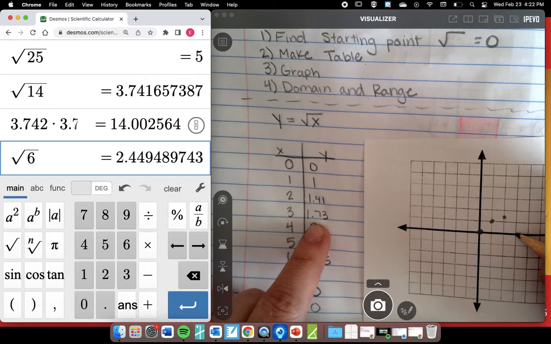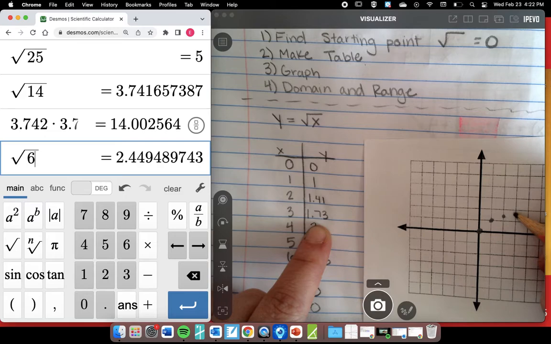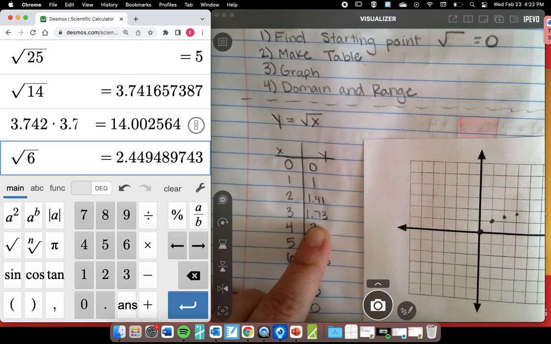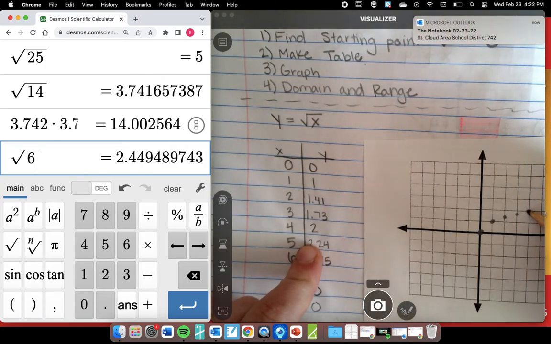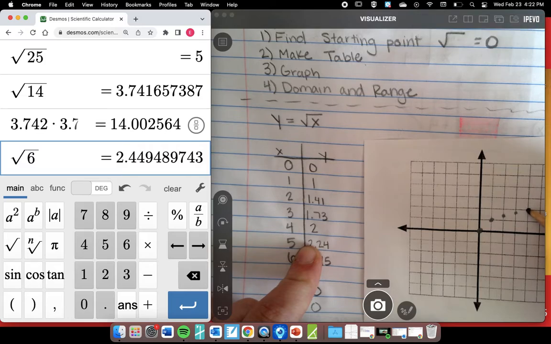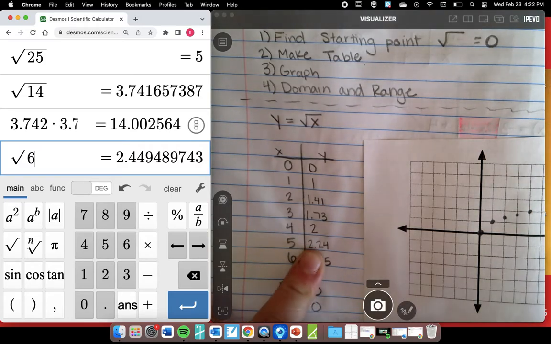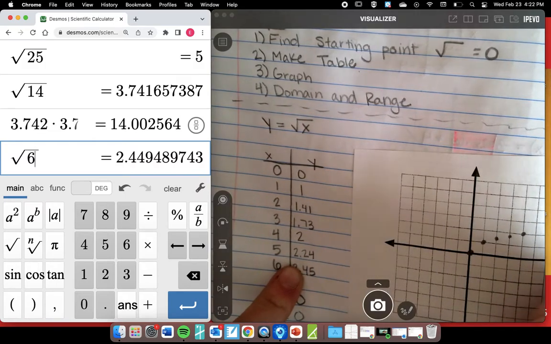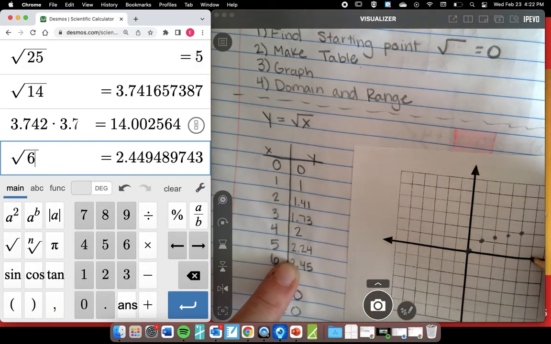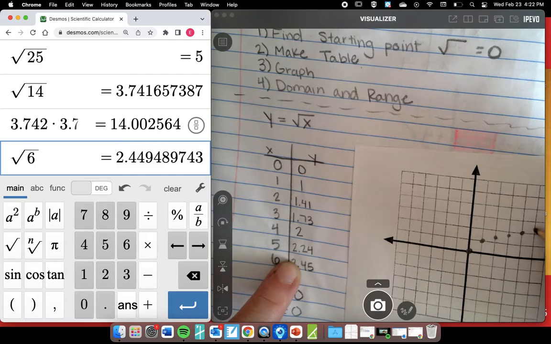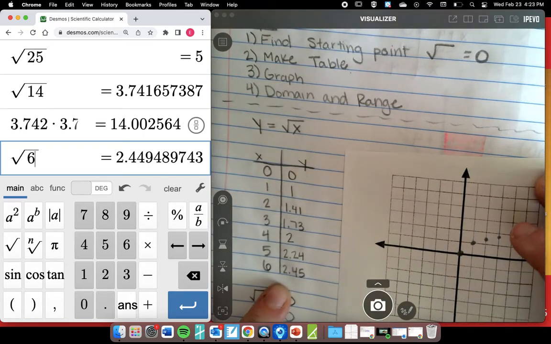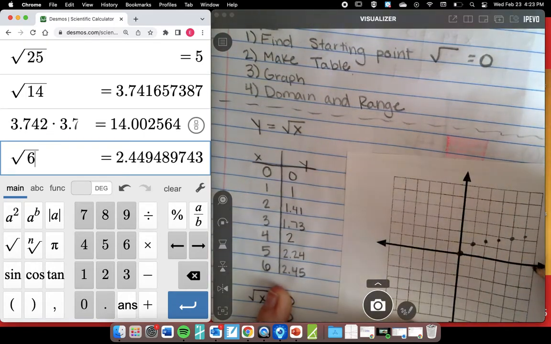Then I go to 3, and this time it's 1.73, so I go up to 1 and it's over halfway. Four is 2. Five is 2.24, so I go to 5, up 1, 2, and then 0.2, about a quarter of the way. And 6 is 2.45, so about 2.5.